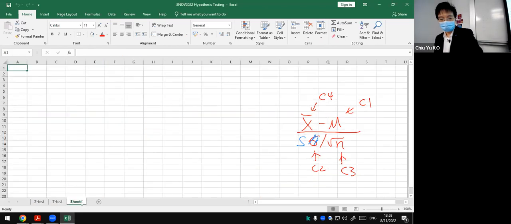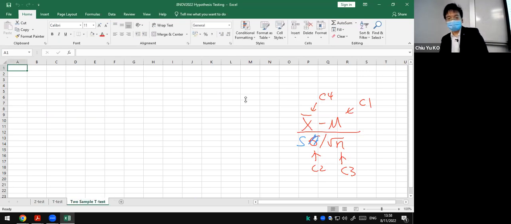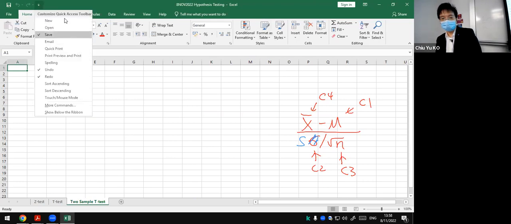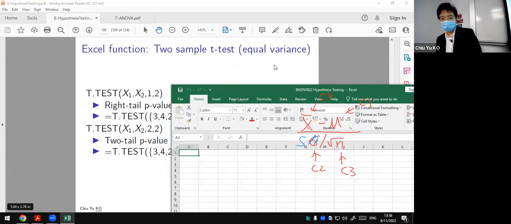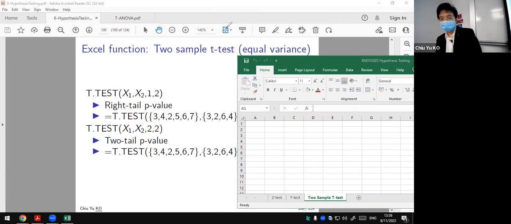So we have the two sample T.TEST, and let's see what kind of data we got here. Let me erase the drawing first. We have two samples, X1 and X2. Sample one is 4, 3, 4, 2, 5, 6, 7, and the other one is 3, 2, 6, 7.